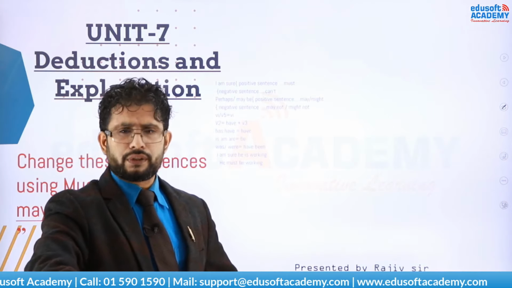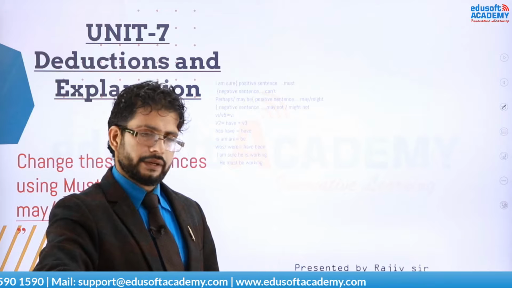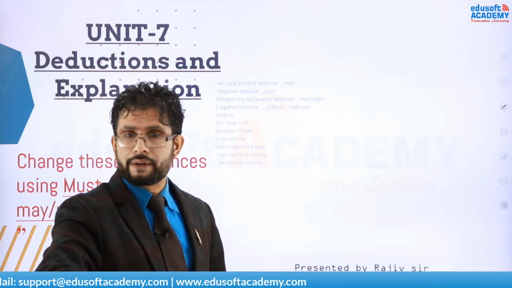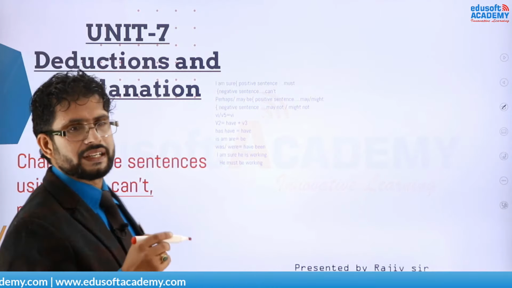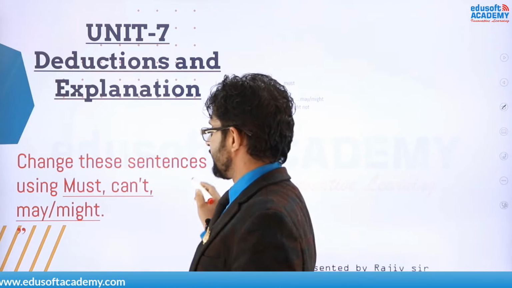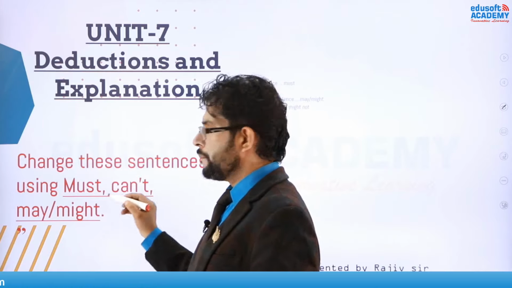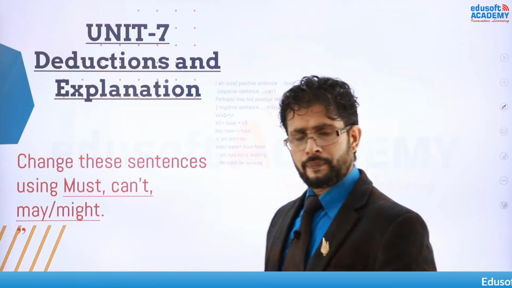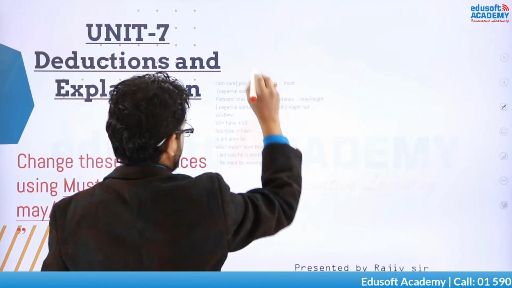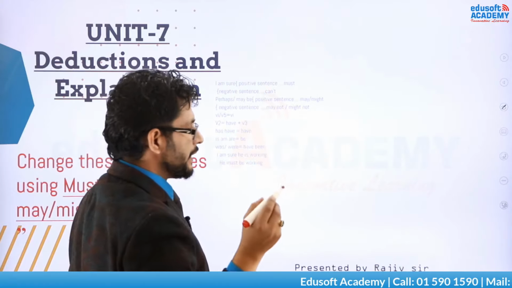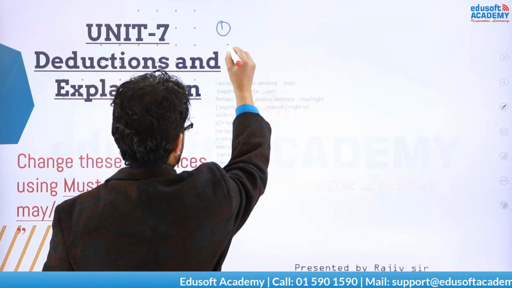My dear students, the first and foremost thing you need to know whenever you are doing English is the direction. What direction is asked? Look at over here. Most of the time this question is asked: change these sentences using must, can't, might, or may. So how are you going to do it? I will tell you. The first thing you need to know is how the sentence begins.